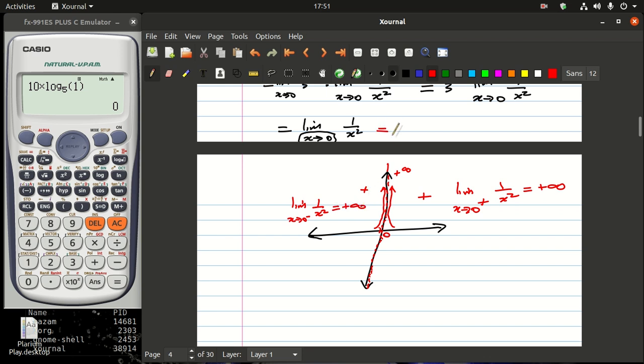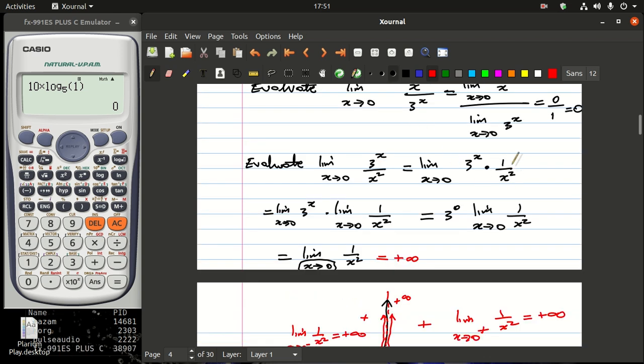So this limit here, because the left-hand limit and the right-hand limit are both equal to positive infinity, exists and is equal to positive infinity.